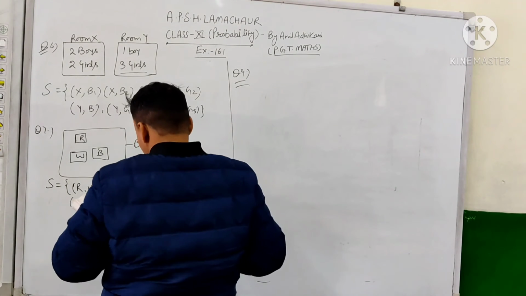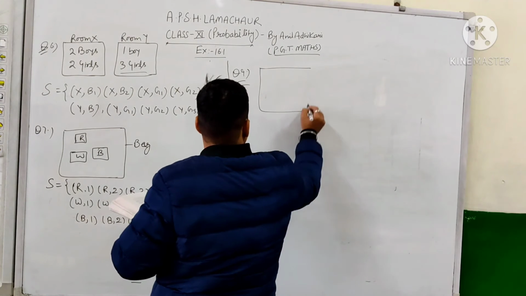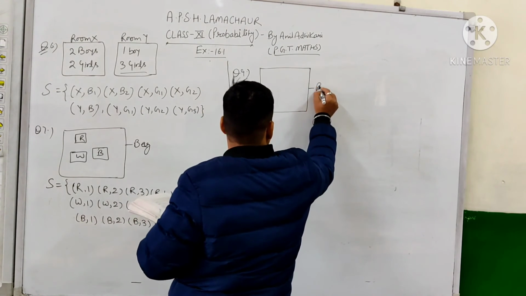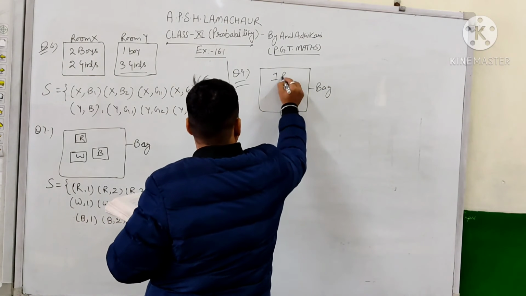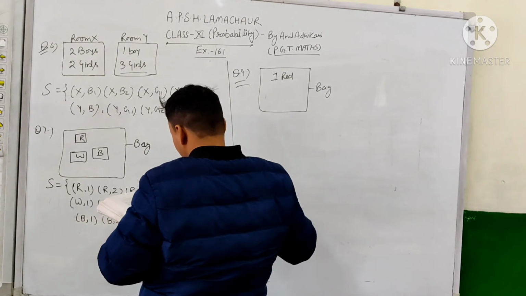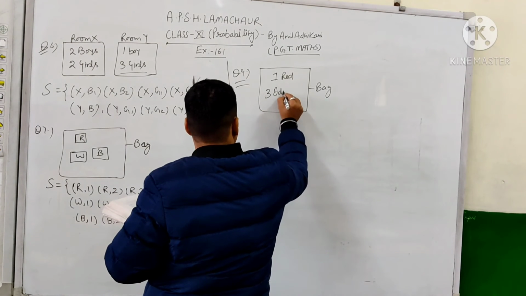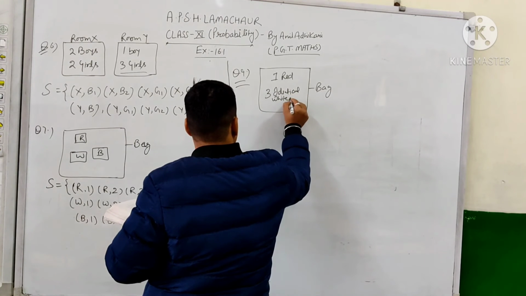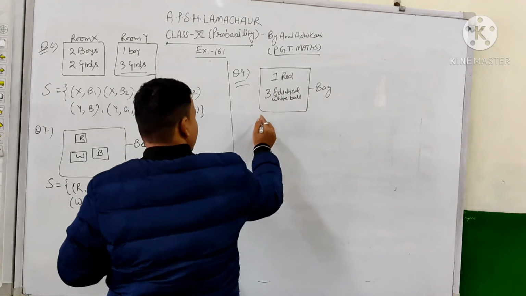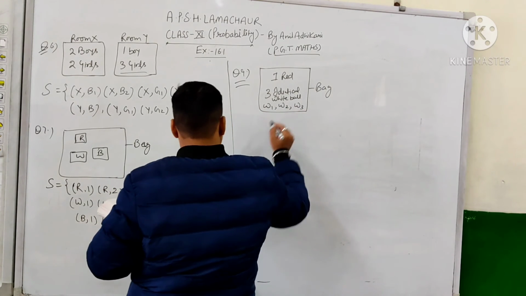Question number 9 is: a box contains 1 red and 3 identical white balls. Let this be a figure for this condition. Let it be a bag containing 1 red and 3 identical white balls. So we can categorize these white balls as W1, W2 and W3.